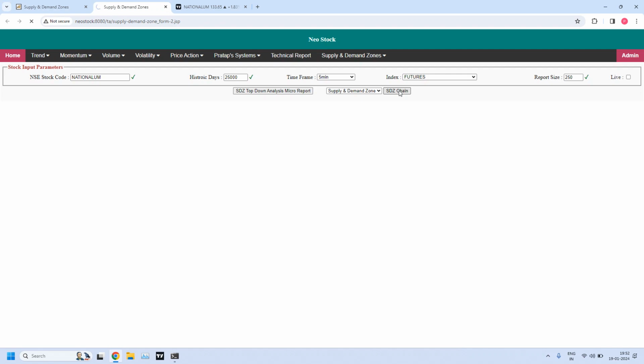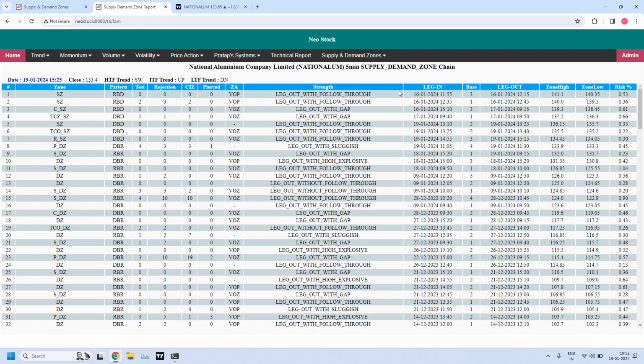This is the costliest operation. That's why it's taking more time to generate this. It takes maybe 5 or 6 seconds or a little more to generate the report, because it analyzes all the stocks starting from the past till the date. And here, this is our zone, the one we identified.